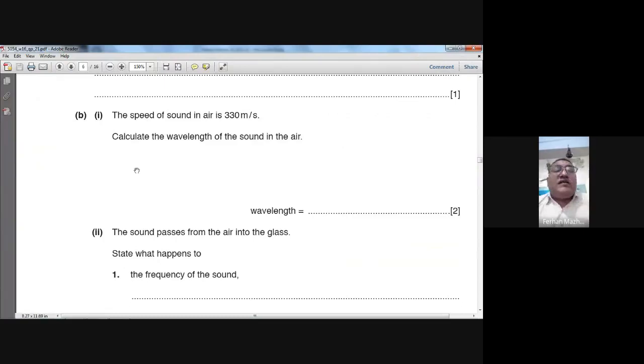You know, the wave equation: V is equal to F lambda, where V is the speed of the sound, F is the frequency of the sound, and lambda is the wavelength of the sound. So if you want to find the wavelength, the frequency is given, speed is given, very simple. I have done this on paper.